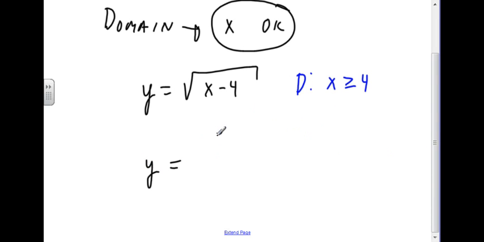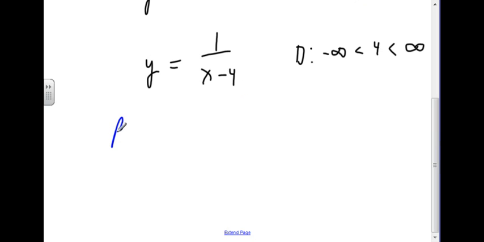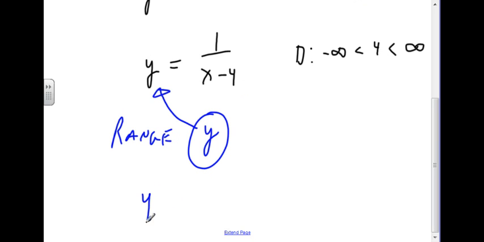So y is equal to 1 over x minus 4. Well, for the domain, I can have minus infinity, and I can go all the way up to 4, and I can be greater than 4, but I can't be 4 because I'm not allowed to divide by 0. So okay, that's my domain. And then I've got range. Range are all the possible values of y, the dependent variable. So I got y is equal to 1 over x minus 4. My range is going to be plus or minus infinity.